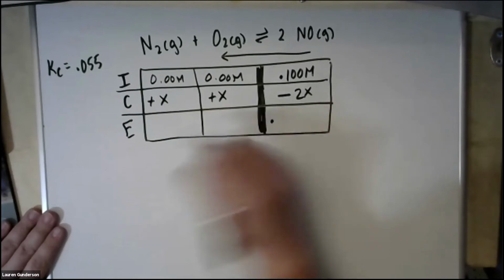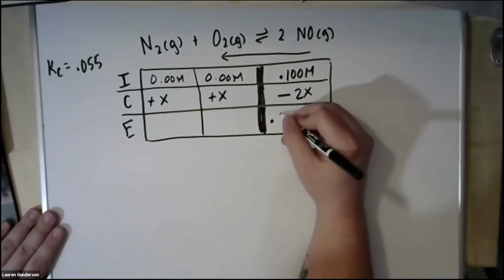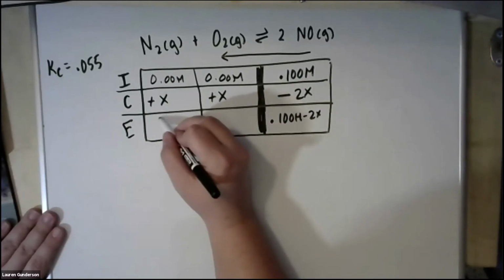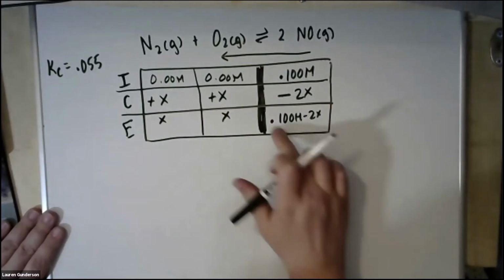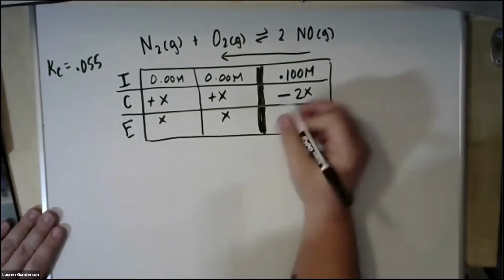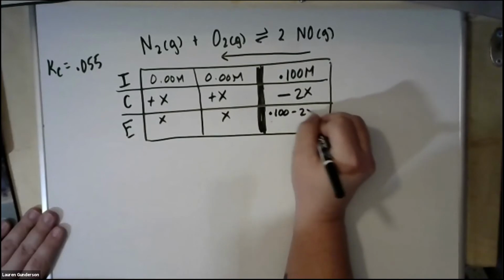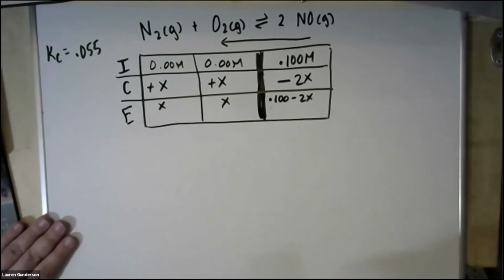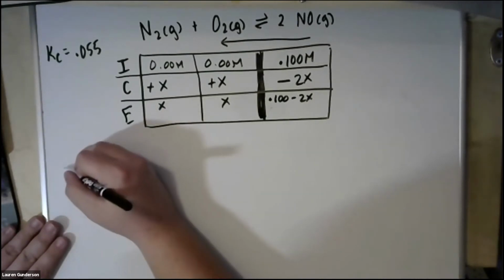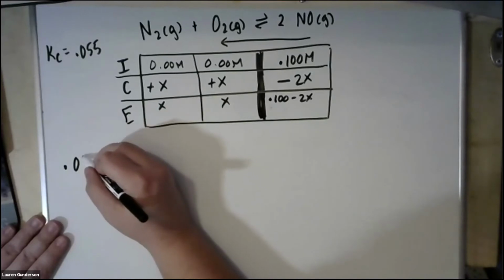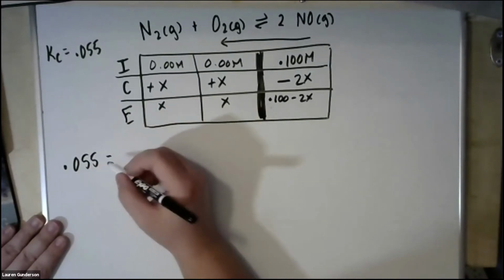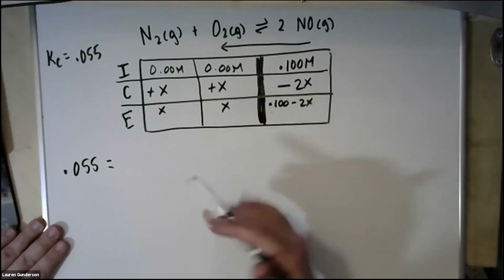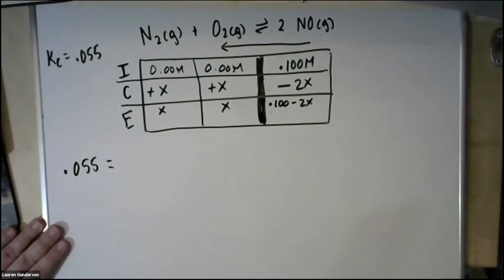So our equilibrium row will be represented as 0.100 molar minus 2x, and this will be x, and this will be x. You write this a little bit higher, since last time I needed more room. Now we can set up our Kc expression, just like we did before. So 0.055 is going to equal products over the reactants raised to the coefficients. We still set up our Kc value the same way we did before.